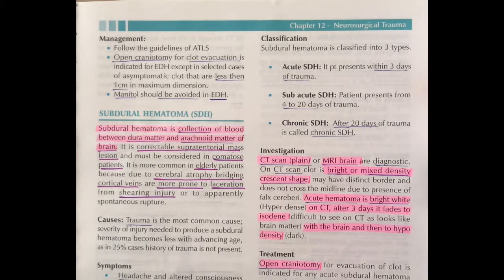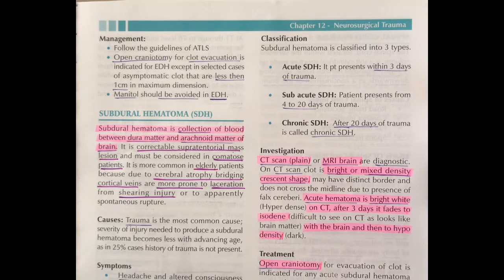Now, moving on towards the subdural hematoma. What is basically subdural hematoma? It is the collection of blood between the dura mater and arachnoid mater of the brain. It is a correctable supratentorial mass lesion, which is mostly considered in a comatose patient. It is more common in elderly patients because of the aging process. With aging, there is naturally cerebral atrophy with bridging cortical veins, and these cortical veins are more prone to laceration from shear injury or to apparently spontaneous rupture.